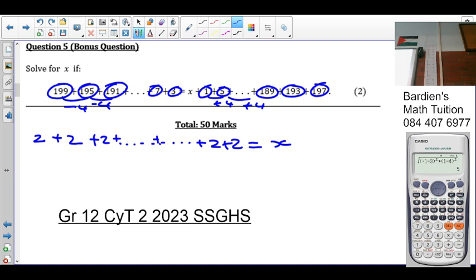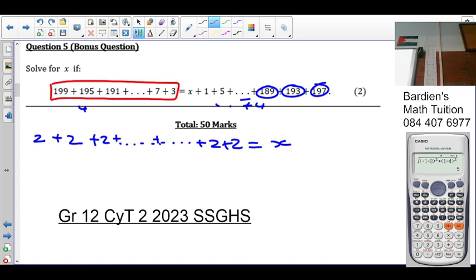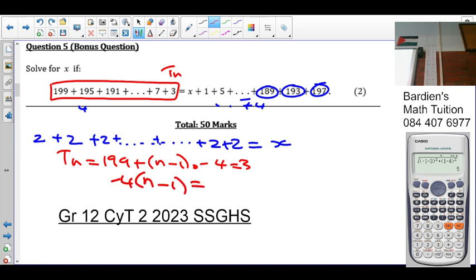Okay? So what we do is with our information of number patterns, taking that sequence, we got Tn is equal to a plus (n minus 1) times d. And this is your last term, which is equal to 3. So we got (n minus 1) times negative 4 is equal to, put on your calculators, 3 minus 199.